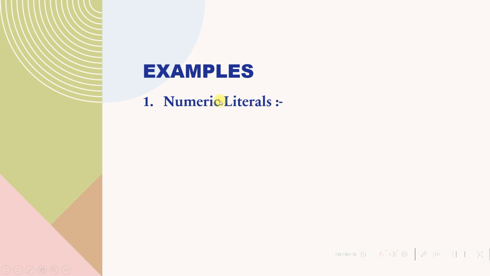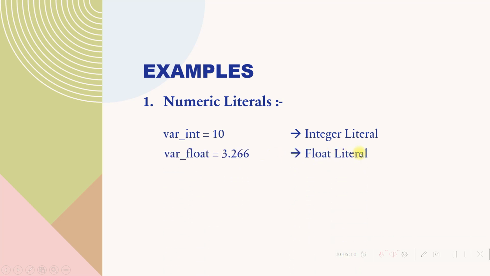Now this numeric literal again has some subtypes. Okay, so the first subtype is the integer literal, where we assign any integer value to a variable. Then we have the second type of literal, which is called the float literal, and here we assign a float value to a variable. Then we have the third type of numeric literal, which is called the complex number, where we assign a complex number to a variable. Okay, so this is all about the numeric literals.